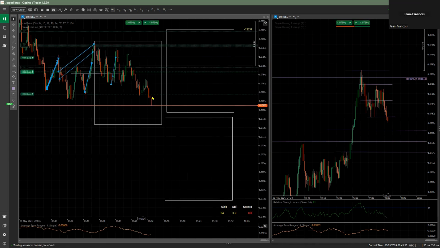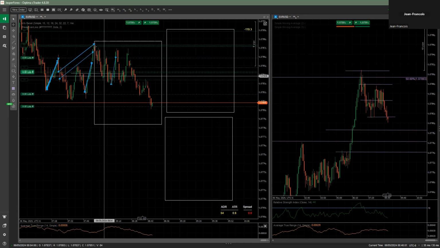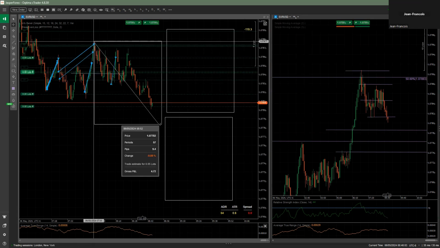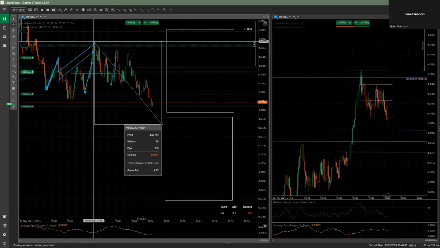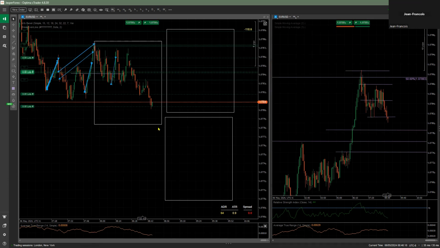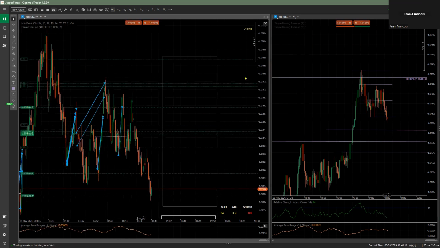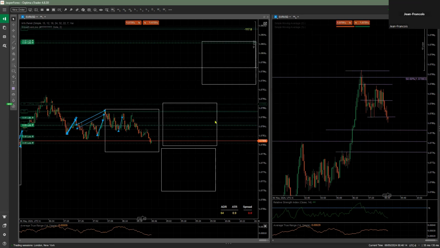There we go. 1, 2, 3. Red candle. Buy. Let's double check the size of my box. 9 pips. 60 bars or so. 59. Good enough. And make sure my other boxes are the same size. Yep.